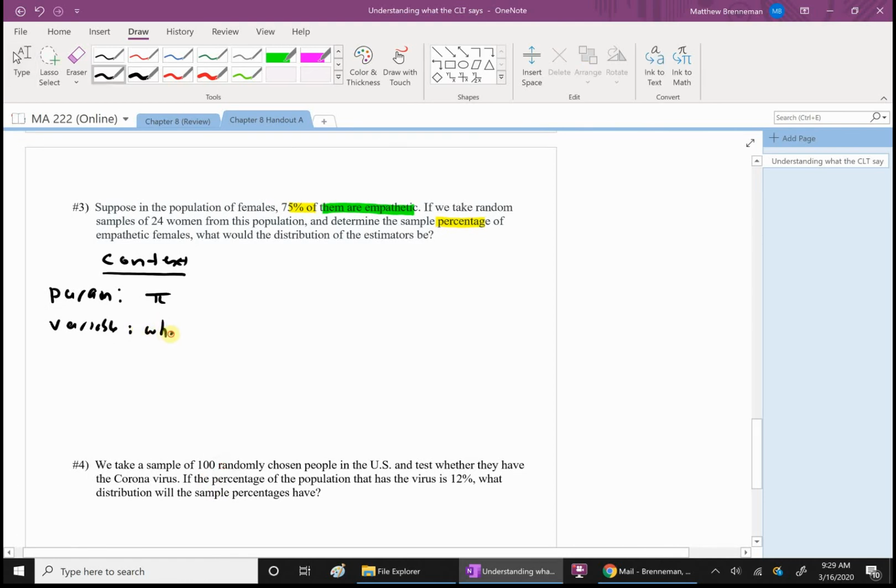So it's whether an individual is empathetic. And our population is the collection of all individuals we're interested in. And we can see that that appears to be females.